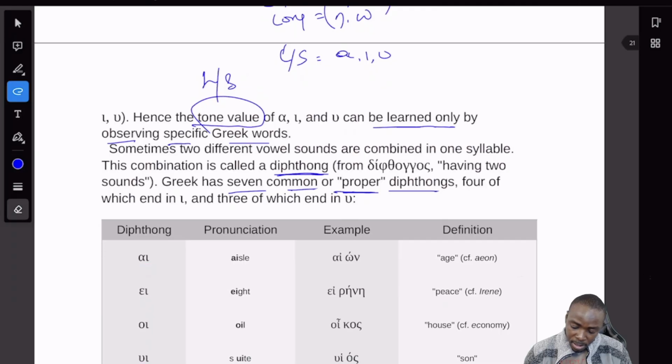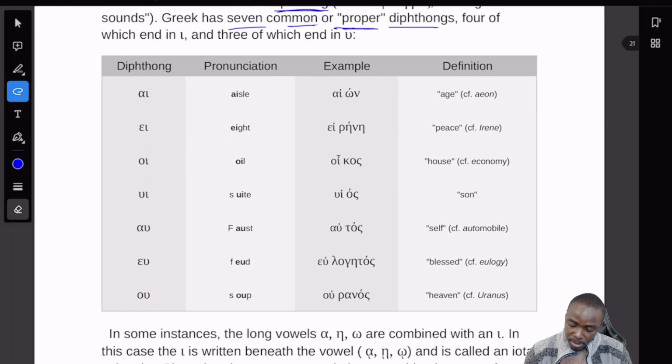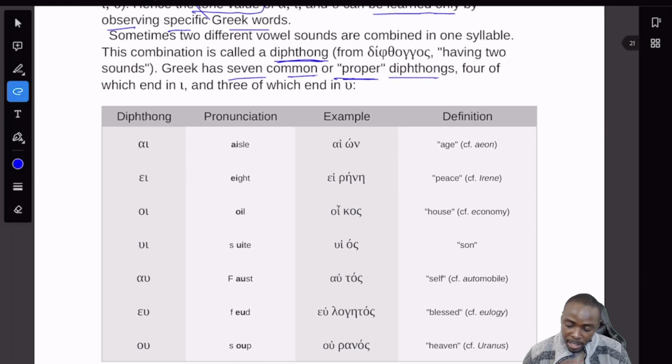All right, so let me just clear this out. All right, clear out some of my notes. All right, so let's look at these diphthongs.